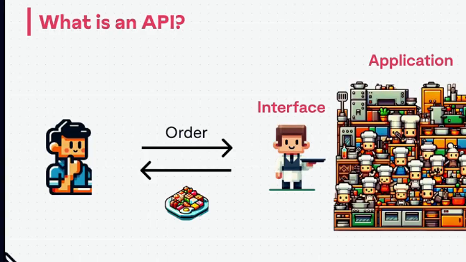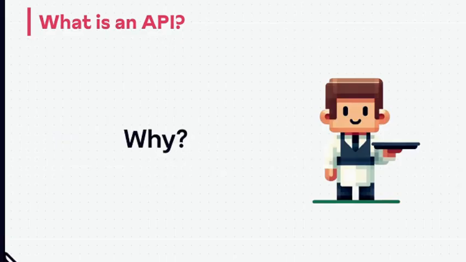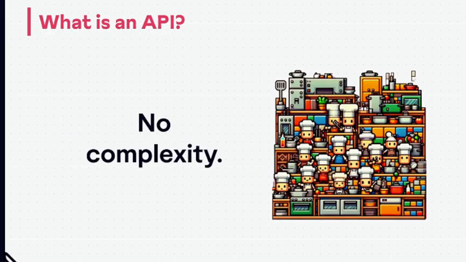Using this metaphor, we can see that the waiter is what's going to be called the interface, and the application is going to be the kitchen. So in this case, the application might be the Google Sheets, and then we're going to be using the interface to interact with the application. Why do we need this interface to interact with the application? Well, it allows us to abstract the complexity.